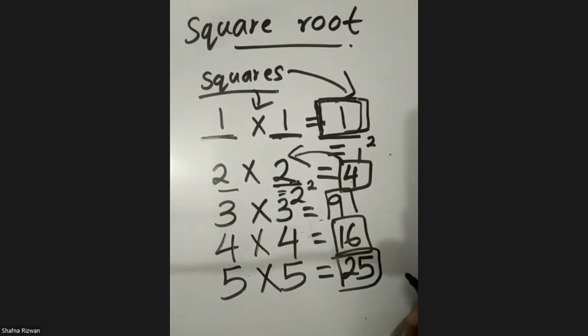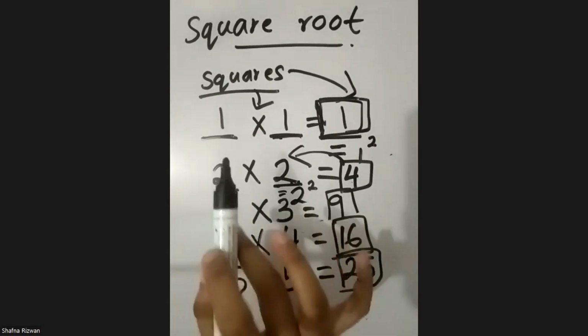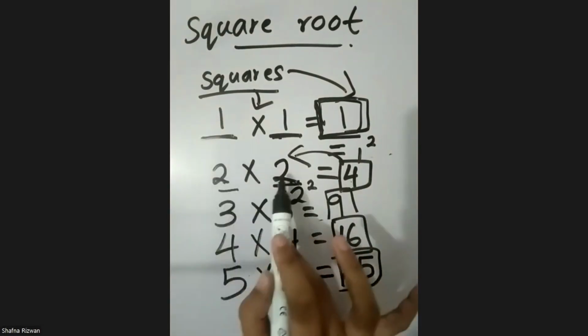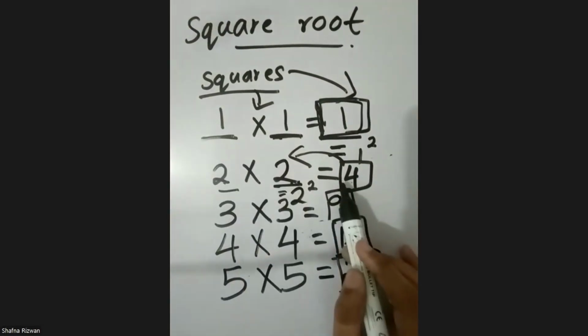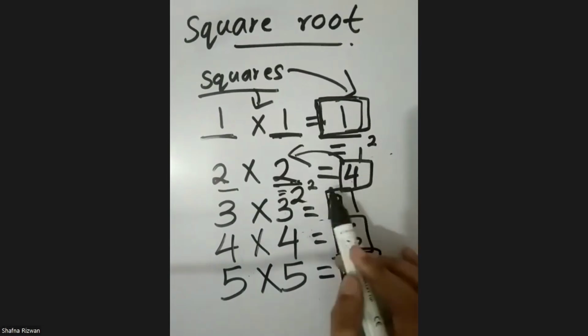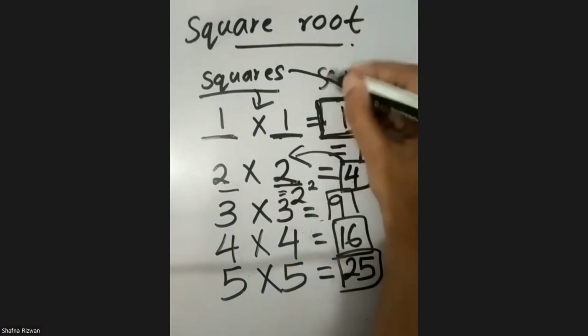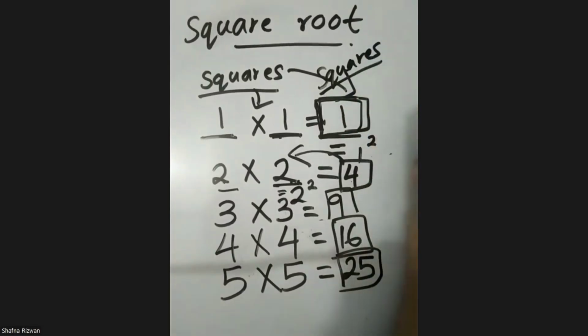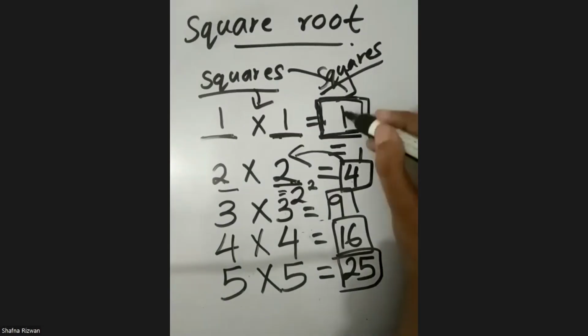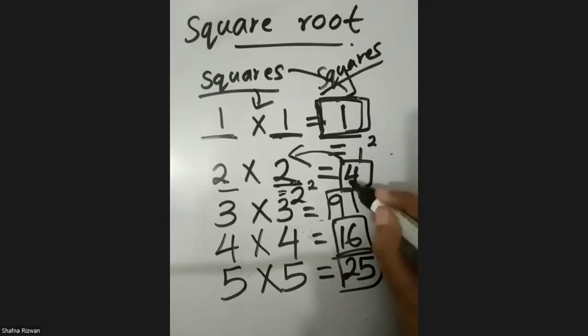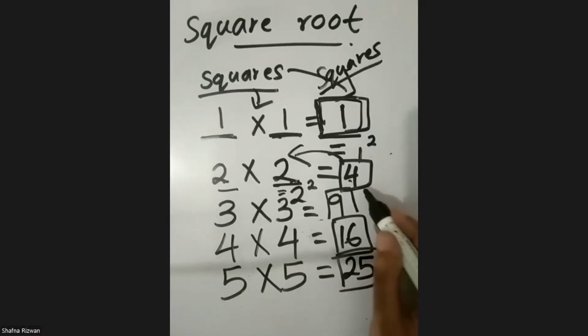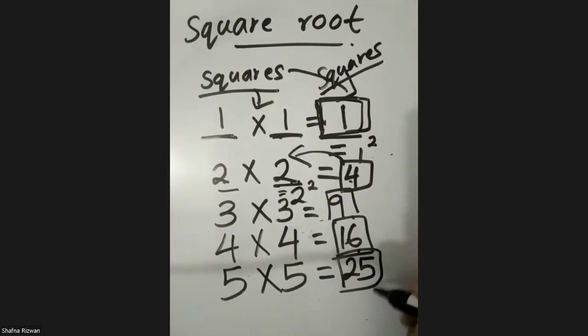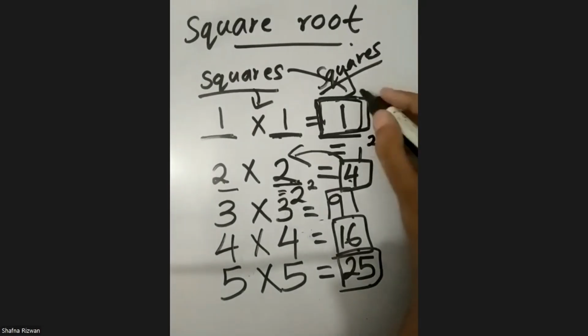Now did you all understand how to find squares? Whenever you take a number, to find a square you have to multiply it by the same number. The answer that you get here is considered the square. When they ask you to say 5 square numbers, what will you say? 1, 4, 9, 16 and 25. These are your square numbers.